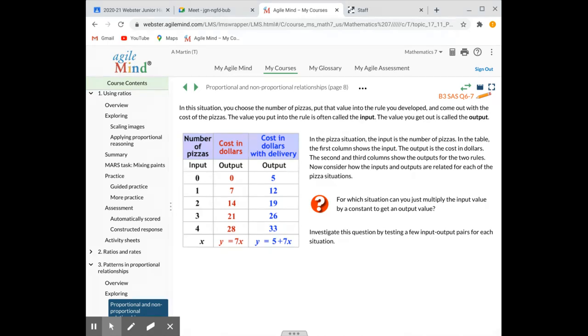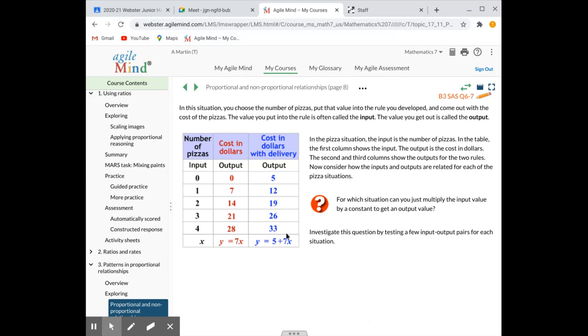Do you just multiply by the number of pizzas? Sir? Which one do we just multiply the cost of the pizza by the number of pizzas? The red one, because in the blue one, you're adding 5. Correct. All right, because 1 times 7 is 7, 2 times 7 is 14, 3 times 7 is 21, 4 times 7 is 28. But over here in the blue, Jacaden, we're having to do what to each one of them?